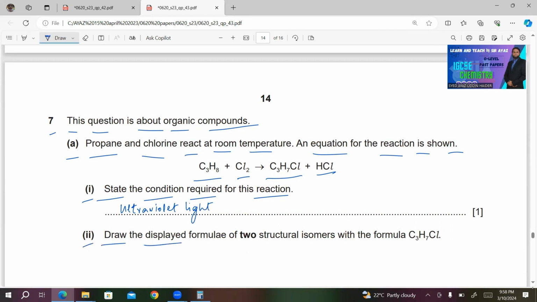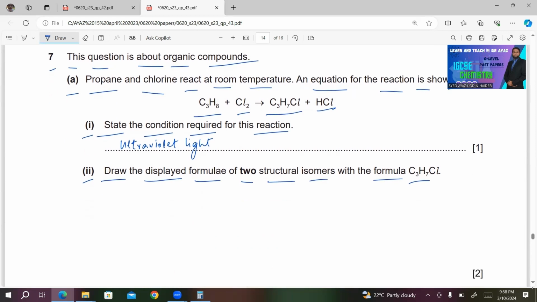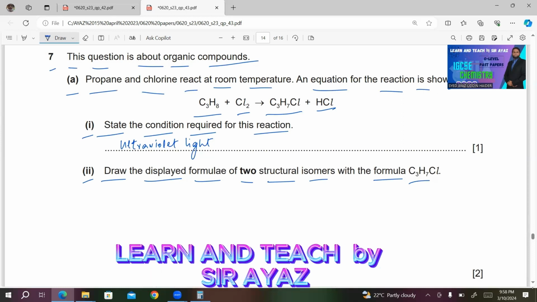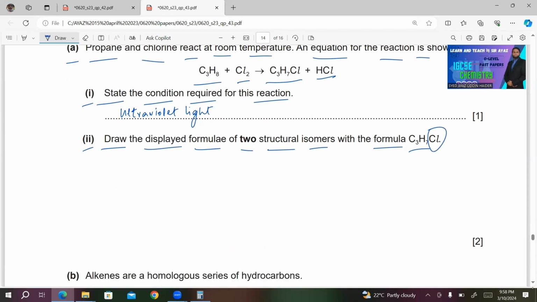Number 2, draw the displayed formula of two structural isomers with the formula C3H7Cl. So they are talking about the isomers with the formula C3H7Cl. The isomers must be having different positions of Cl in them. So one must be 1 chloropropane and the second must be 2 chloropropane.